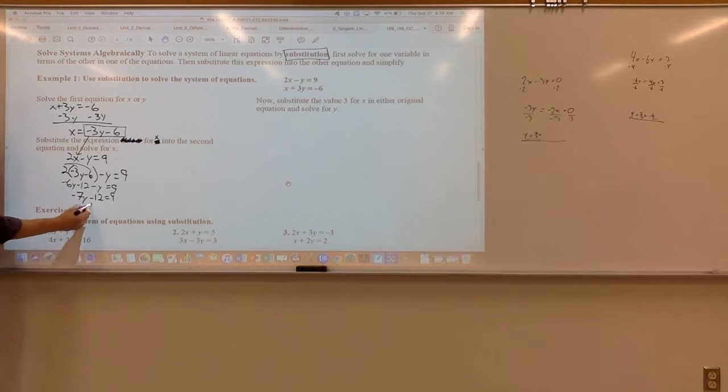And I want to get y by itself, so I will add the 12 over. Get negative 7y equals 21. Divide both sides by negative 7. We end up with y equals negative 3.